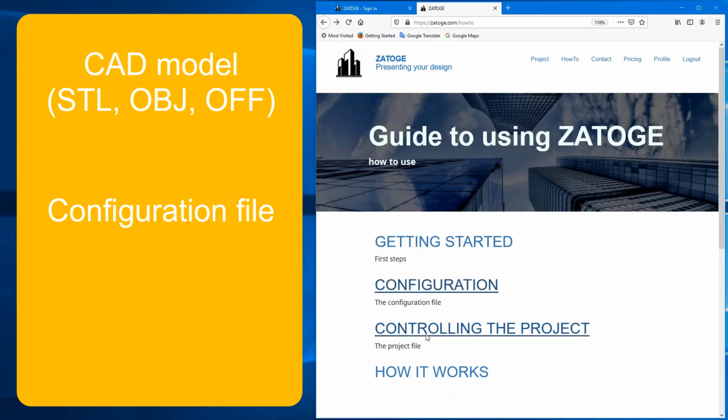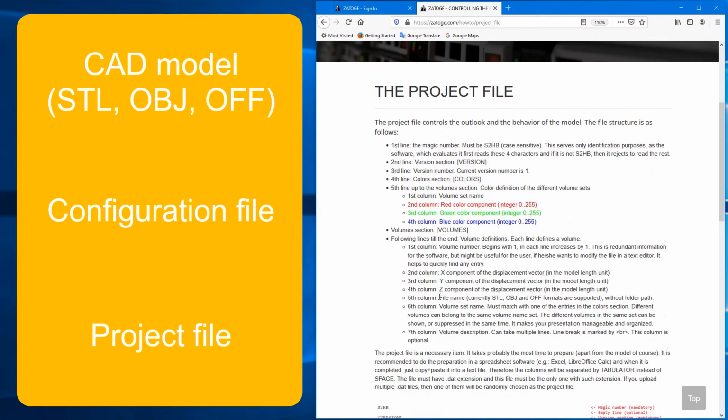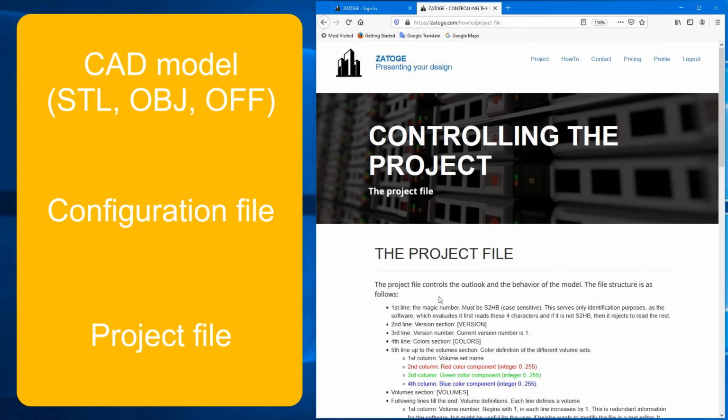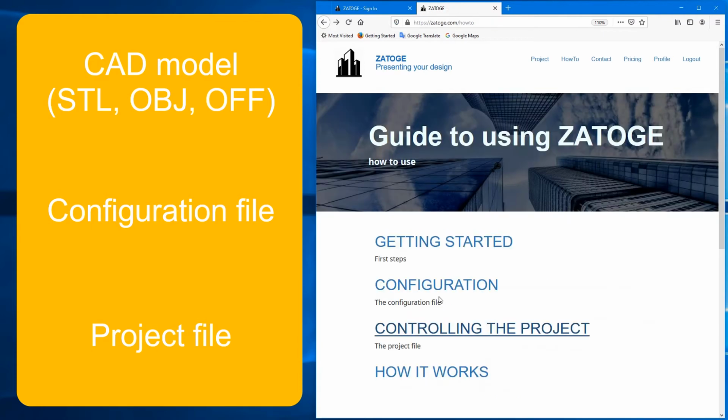The last one is the project file, which controls the behavior of the model. This is necessary. For more information about the project file, go to How To, Project File. There you will find a detailed description on the file structure and all the items in it.